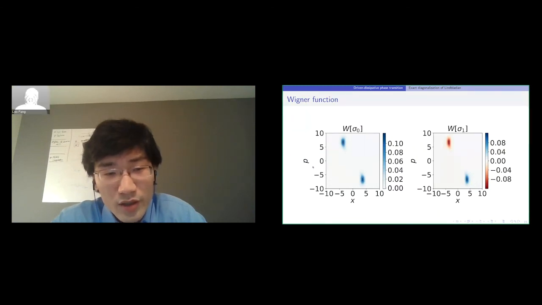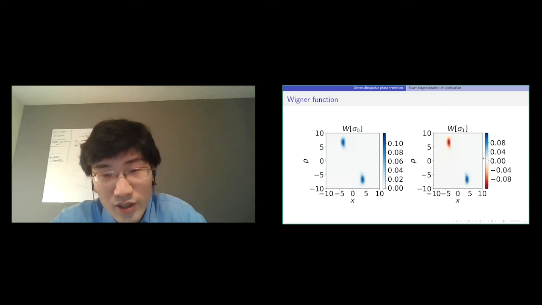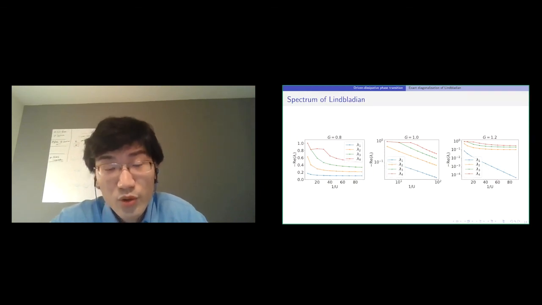Here the parity symmetry will just transform x to minus x and p to minus p. You can see that this steady state is symmetric under the parity transformation, but this steady state is anti-symmetric under the parity transformation. Now we can show that this one is going to be anti-symmetric, while the one that's 0 here is always symmetric. This is the symmetry breaking in the thermodynamic limit.